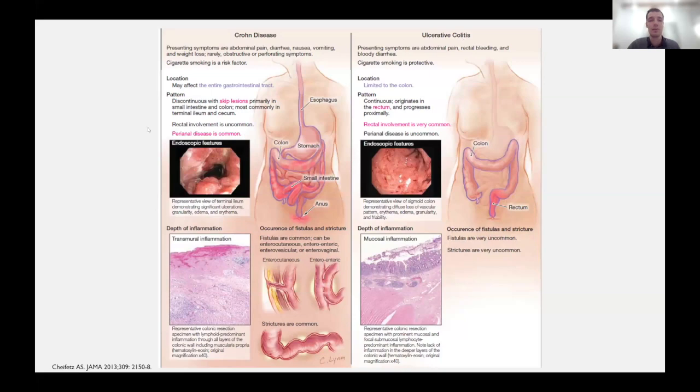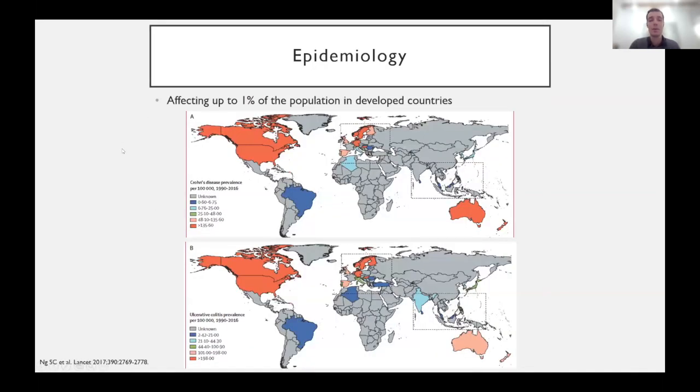Moving on to epidemiology, a ballpark estimate for developed countries is that both diseases together affect just about 1% of the population. Here you can see a map of a recent-ish systematic review of prevalence of these diseases from population-based studies. Red means a higher prevalence, so there's more of the disease.